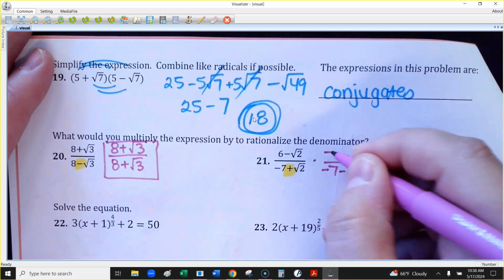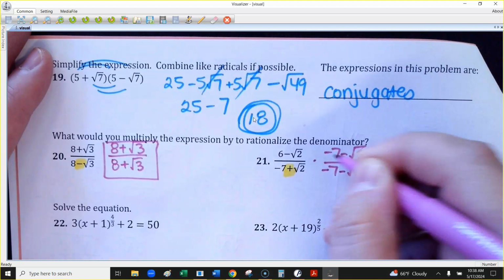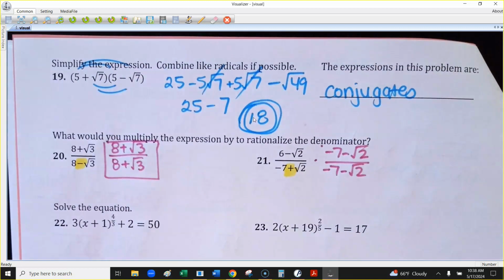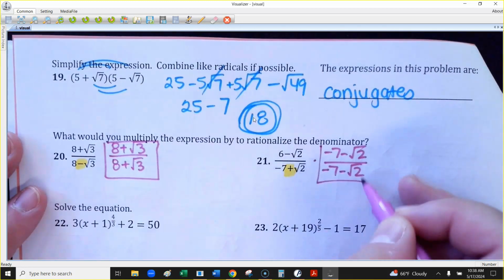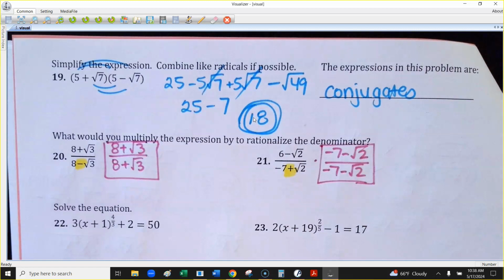And whatever you do to the bottom, you have to do the same thing to the top, because that way you'd multiply by 1. If we actually went through and did that, it would cancel all the radicals out on the bottom, which is the goal of rationalizing a denominator. You guys don't actually have to do it, you just have to know what you would multiply by to do that question on the final. Does anybody have a question? Okay.